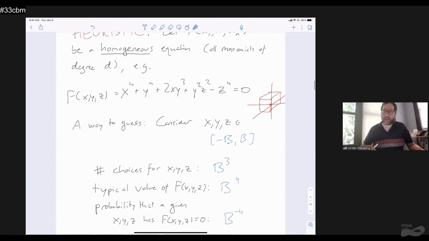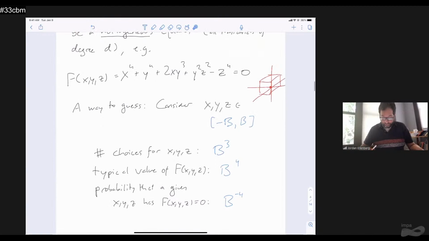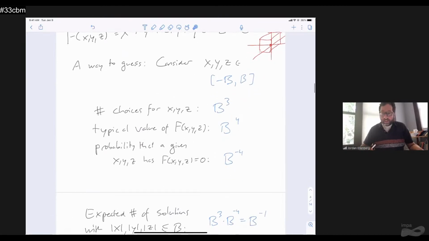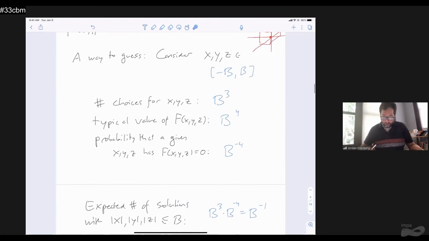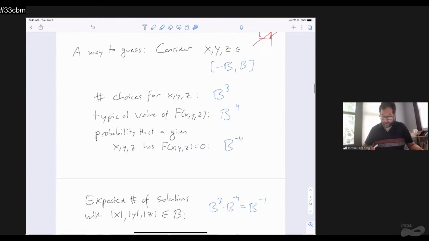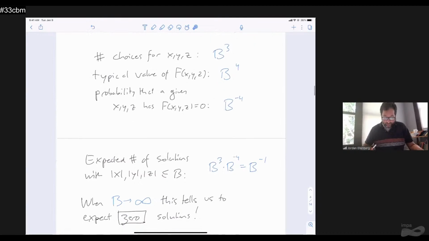Okay, so I have b cubed choices. And for each one, the probability that it's a solution, I think, should be about 1 over b to the 4th, or b to the negative 4. So the total number of solutions, the expected number of solutions, if you will, inside this box, is b to the negative 1. And what happens as b gets large? That goes to 0. So my heuristic says no solutions.